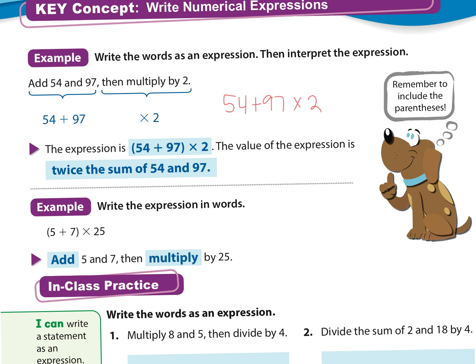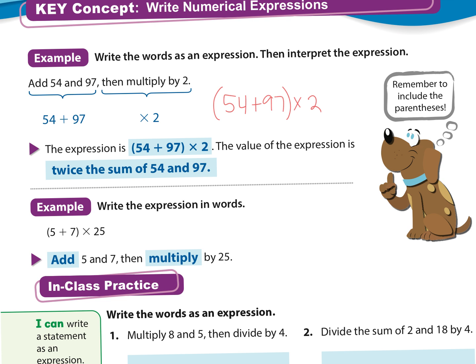Multiply. Okay, but my words tell me add 54 and 97, then multiply by 2, which tells me the word then, that is a transition word. That means after I do one thing, then I do something else. So that means I need to put the parentheses around this first, then I can multiply by 2. Okay, the next one says 5 plus 7 times 25.